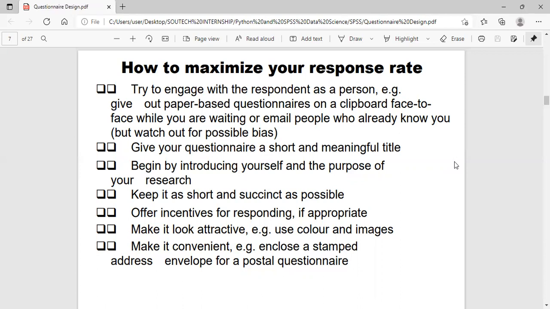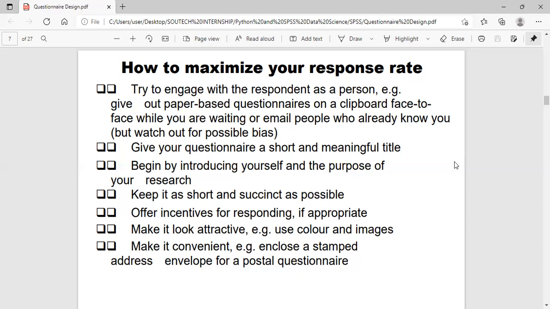So next, give your questionnaire a short and meaningful title. Your title shouldn't be all over the place, or just really long so that people don't understand. No, it should be short and straight to the point.